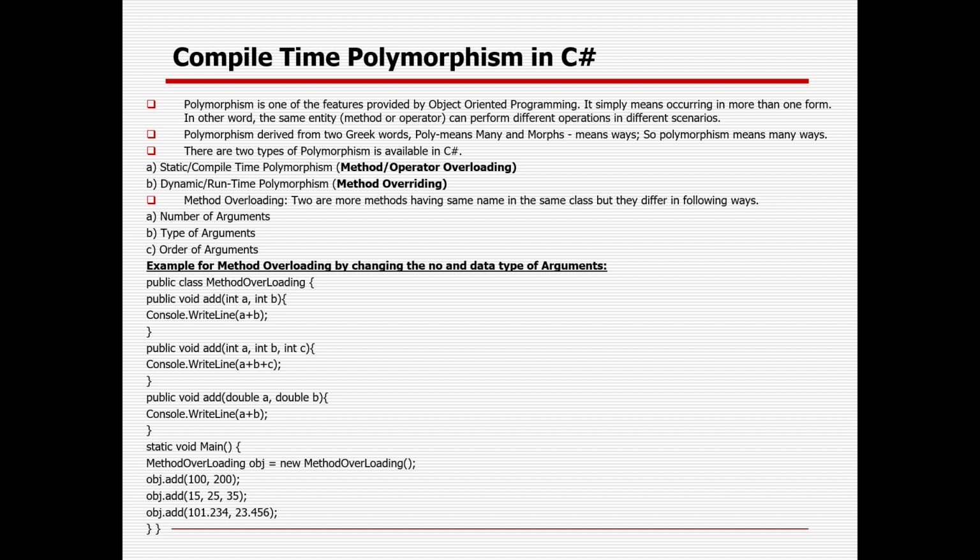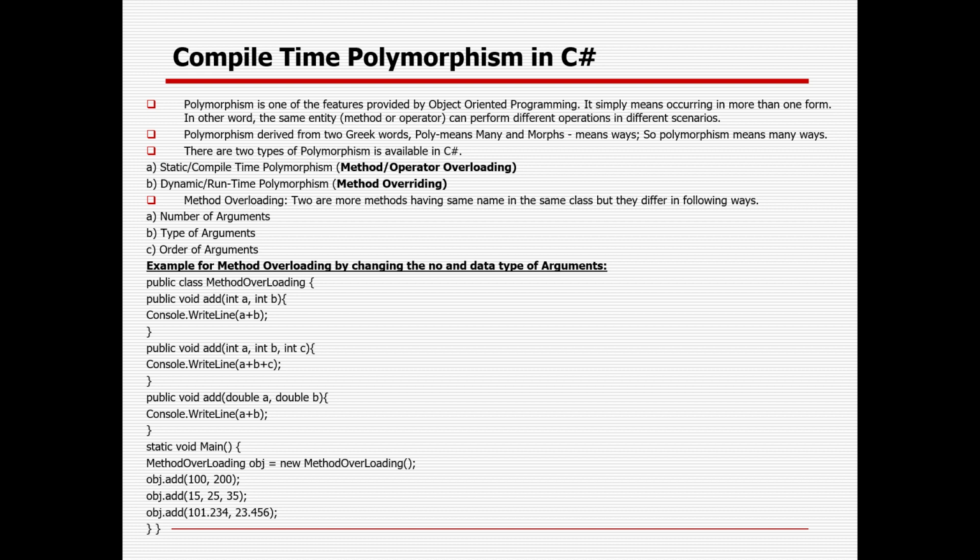In C Sharp also, polymorphism means many forms, primarily two types. One is compile time and one is runtime. Compile time means when you compile the code you can get to know, but runtime only when you are running the code can you get to know the impact of this one. So method overriding is dynamic or runtime, and method or operator overloading is known as static or compile time polymorphism.